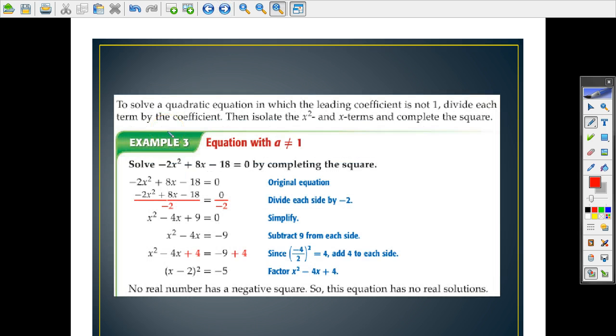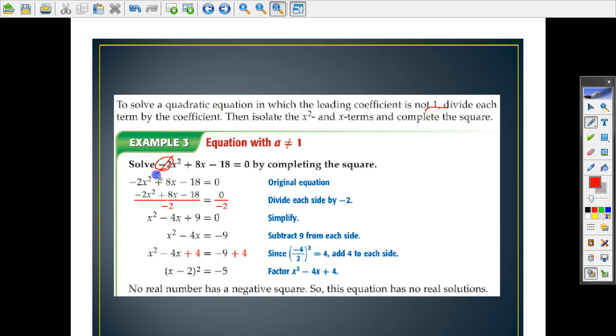Alright, let's move on. To solve a quadratic equation in which the leading coefficient is not 1, divide each term by the coefficient, then isolate the x squared and x terms and complete the square. What that means is, right now, you have this nasty negative 2 there. I don't want that. I want just x squared. So let's get rid of that by dividing every single term by negative 2.